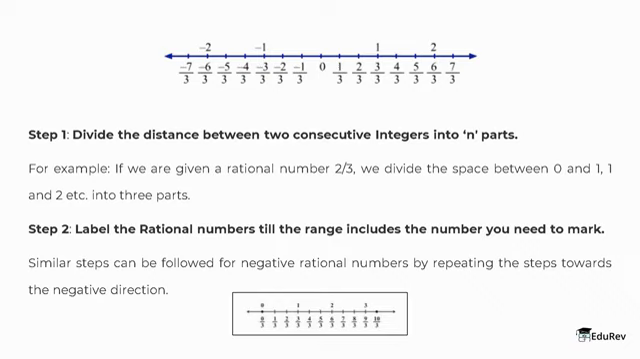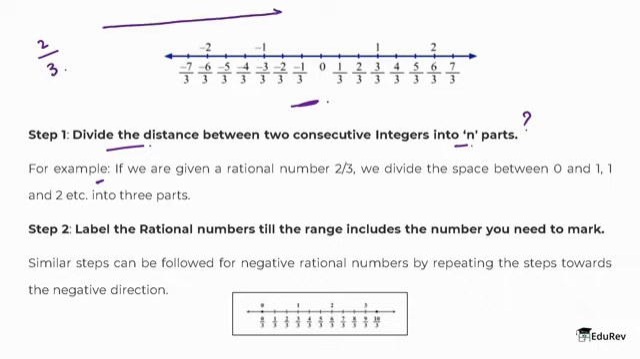Alright, now we have seen how we can represent natural numbers, whole numbers and integers on number line. Now it's time we understand how we can represent rational numbers on number line. To represent rational numbers on number line, there are a few steps which we need to follow. So let's see step by step how we can do that. Step 1 is, firstly, we need to divide the distance between two consecutive integers into n parts. Now, what is the meaning of this step? We will understand it with the help of an example. So let's suppose that I need to represent 2 by 3 on number line.